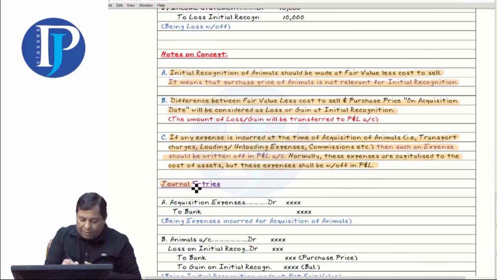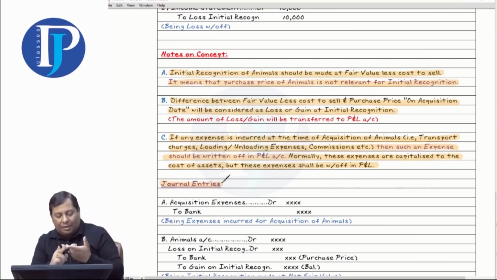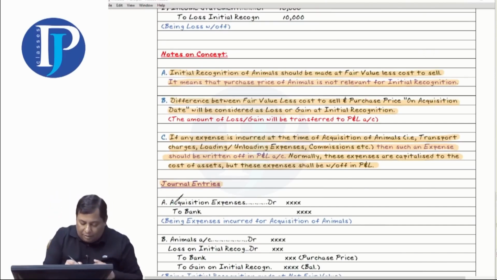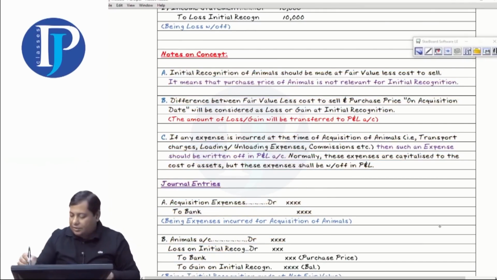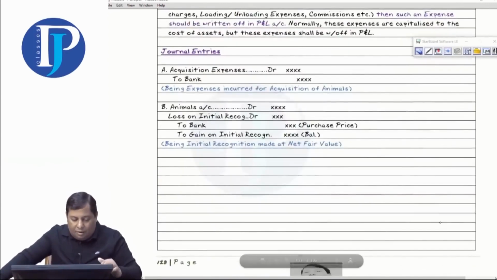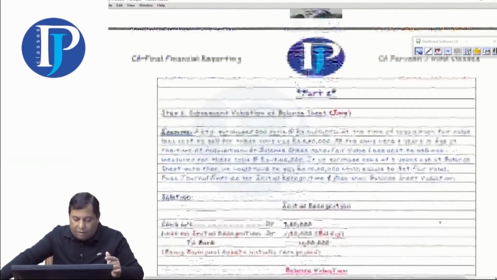I made you pass journal entries. First I gave examples, then I made notes and passed journal entries. The first entry is acquisition expense to bank. Then animals debit, loss debit, gain credit to bank. All your entries are written in the notebook. Then I am taking you to the next step.